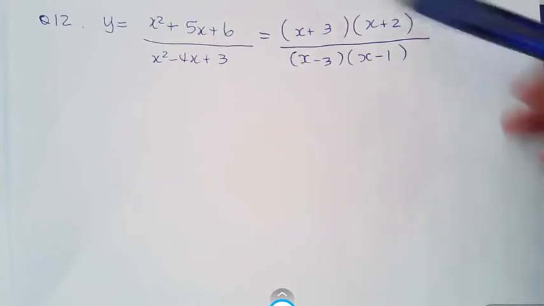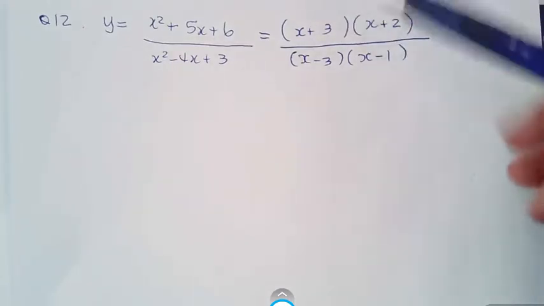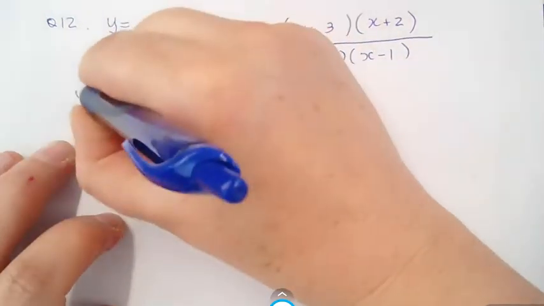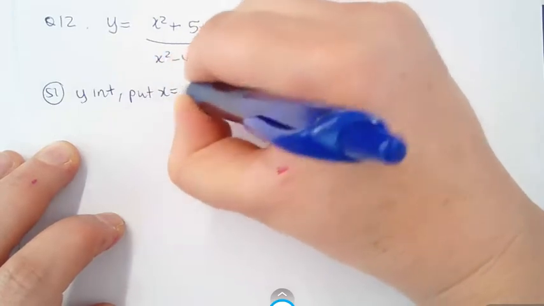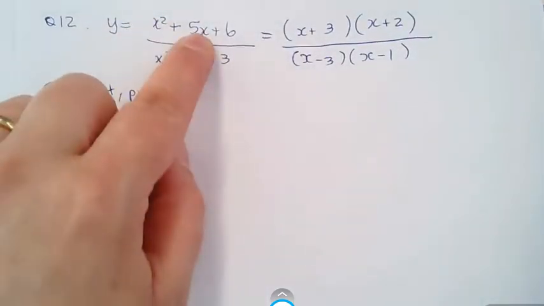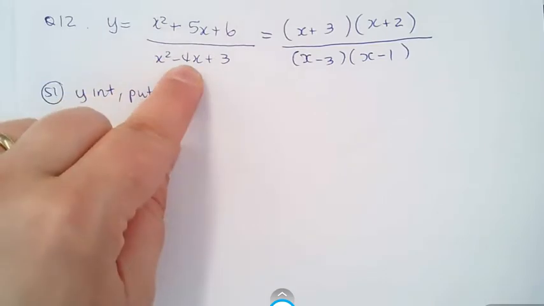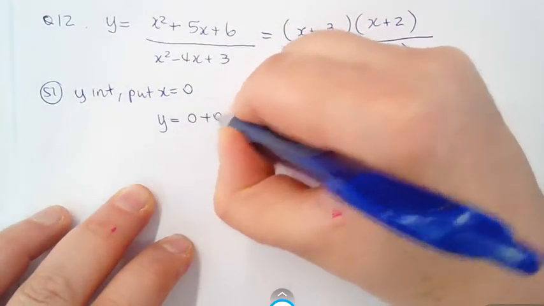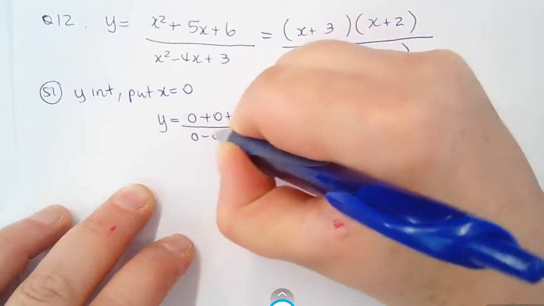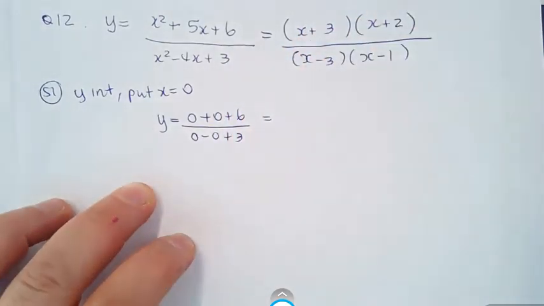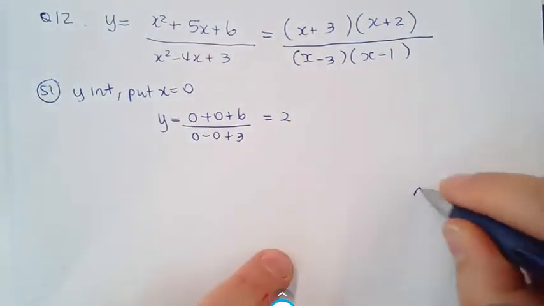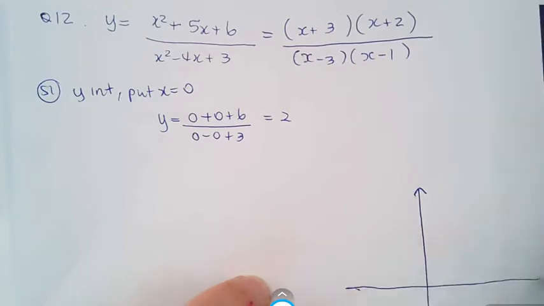It's a good idea to factorize the numerator as well in case we got some cancelling, but there's no cancelling. So let's start. Always, step 1, y-intercept, put x is 0. X is 0, that's 6, x is 0, that's 3. What's my y-intercept? Good. Y-intercept is 2. Do a quick sketch so that we know what we're doing.